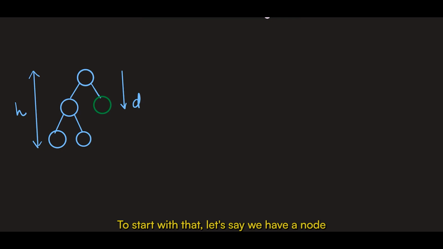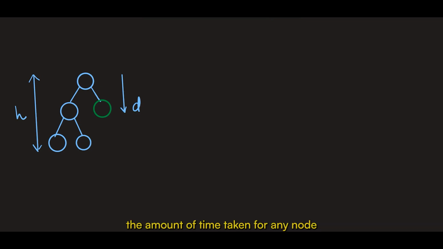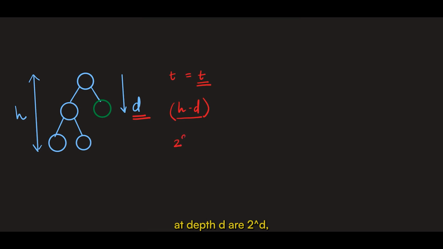To start with that, let's say we have a node which is d levels down from the root. That means the depth of the node is d. Now, the amount of time taken for any node is equal to the number of comparisons we do to restore the heap property, which for any node of height t would be equal to t, since the number of nodes below this node would be equal to t. Then for depth d, the height would be h minus d. So the total work done for any node at depth d would be h minus d. And the total number of nodes at depth d are 2 raised to d.